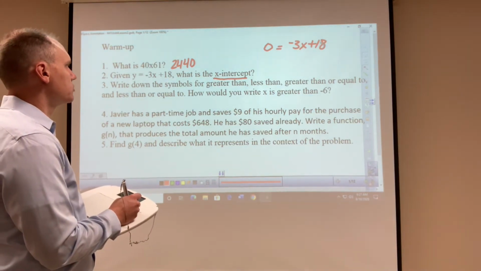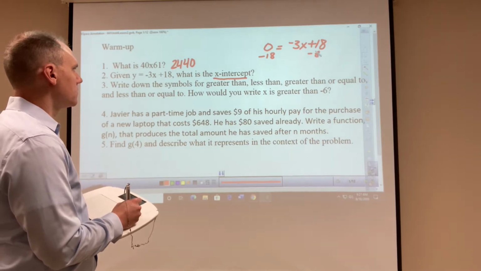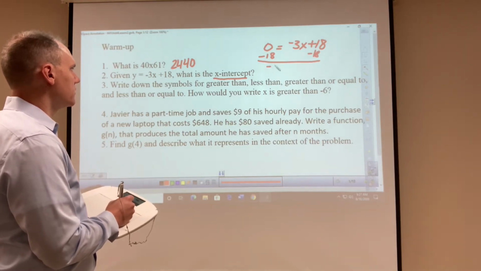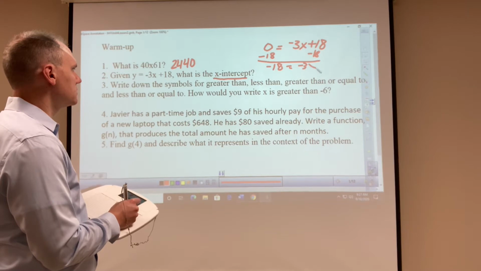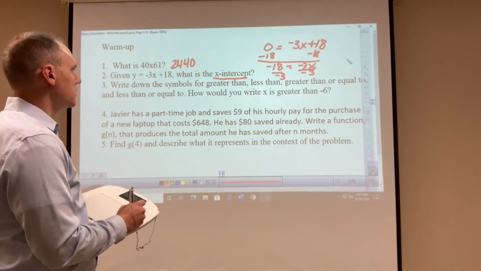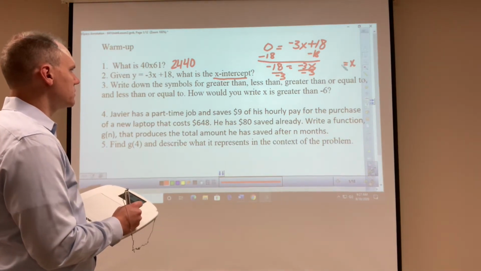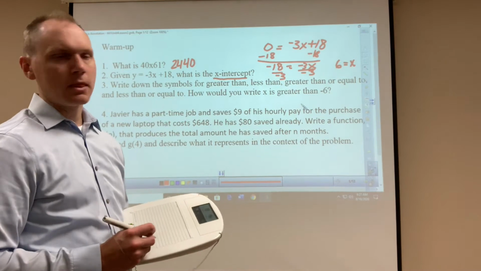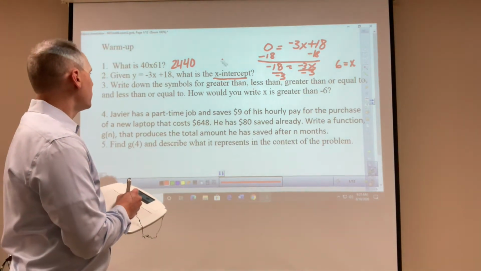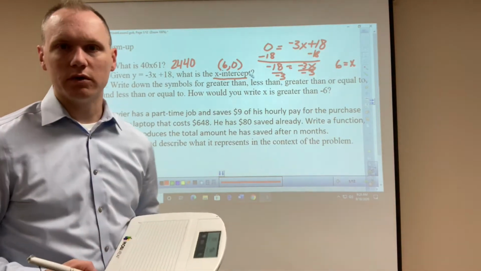So we're going to subtract 18 on both sides. So you get negative 18 equals negative 3x. Divide by negative 3 on both sides, and you'll get x equals negative 18 divided by negative 3, which is positive 6. And so our x-intercept here, the point (6, 0) would be the point there.